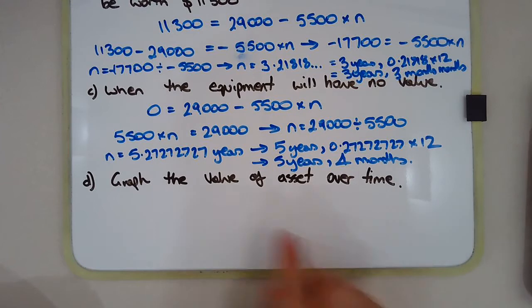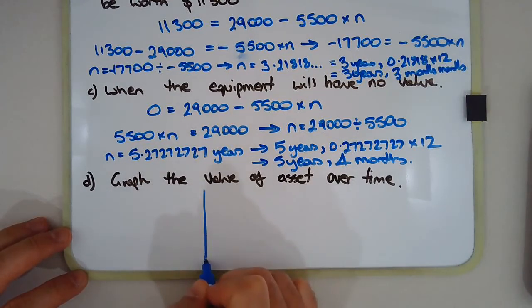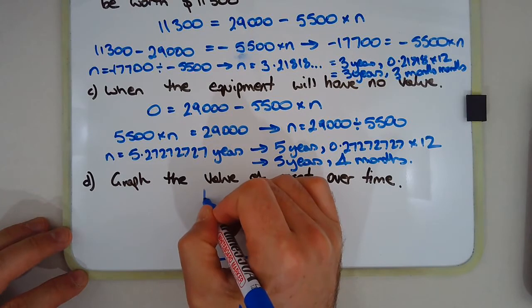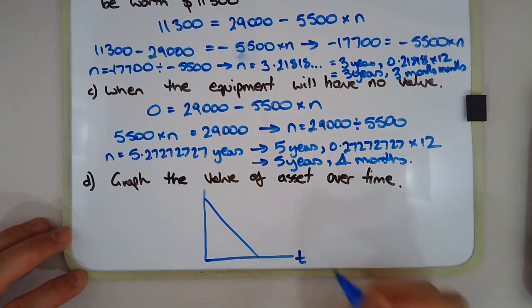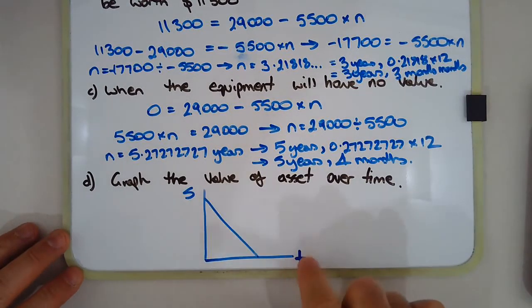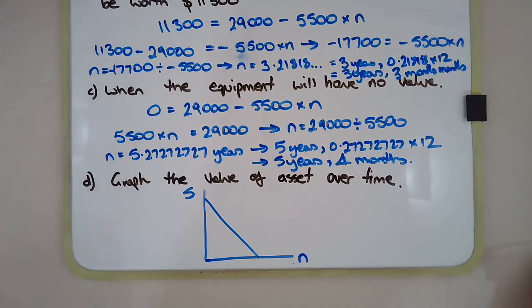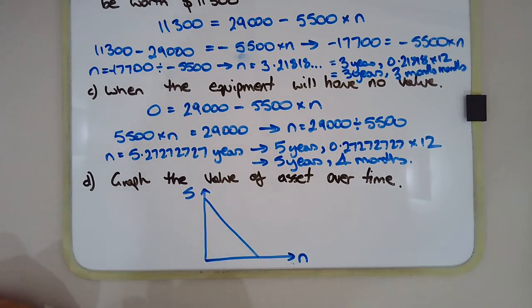And then lastly, we're going to graph the value of the asset over time. Now, it is straight line depreciation, so we would expect that we should end up with a straight line. The graph looks something like that. There's time, and there's our salvage value. For time, we're going to use n, because that's what we used for time in the formula. n is the number of time periods. Obviously, use a ruler and graph it neatly.